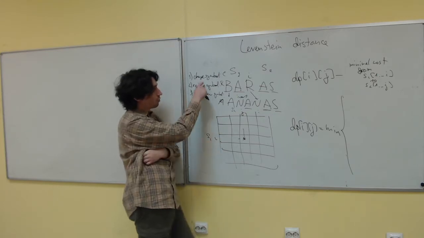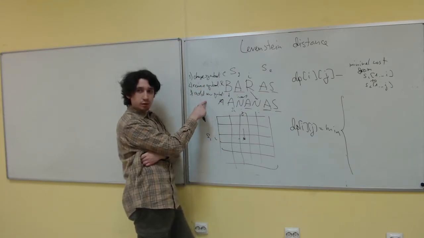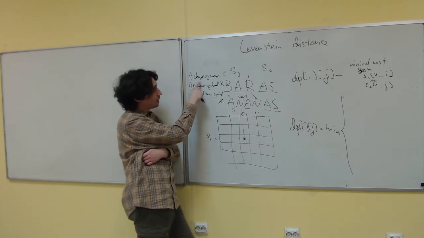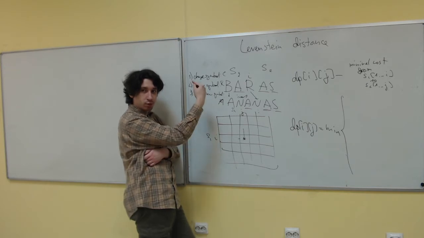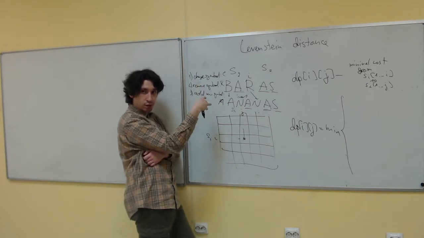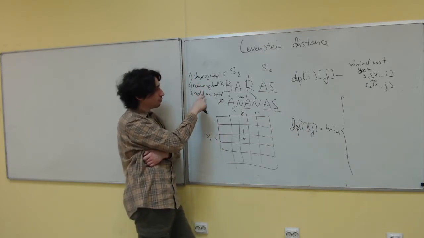So which operation are we doing here? It is obviously not change of the symbols, because the change of the symbols will be i-1, j-1, because we will take two symbols again. So it is either remove or add.